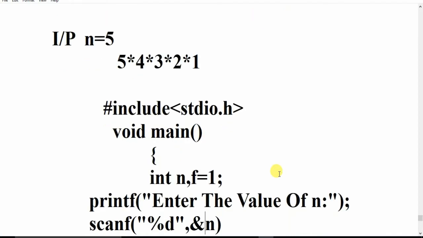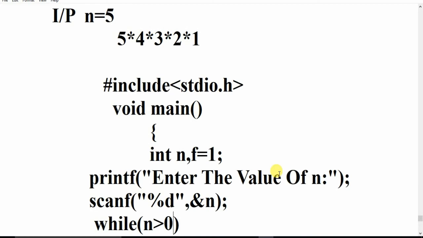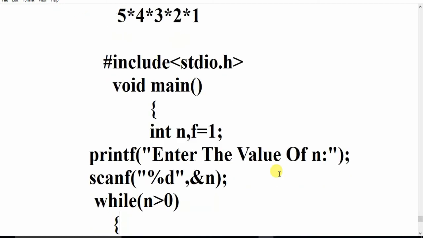Then enter the value of n, then scanf percent d for the value of n. Then our requirement is the multiplication of all the values from n to 1. Nothing but while n greater than 0 or n not equivalent to 0. How you apply the condition is your choice, but when n is 0, the loop has to stop here. So you can apply the condition either as n not equivalent to 0 or n greater than 0. Right now we are considering the n value as 5. 5 is greater than 0, right?